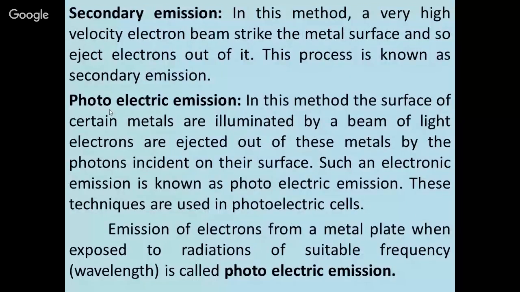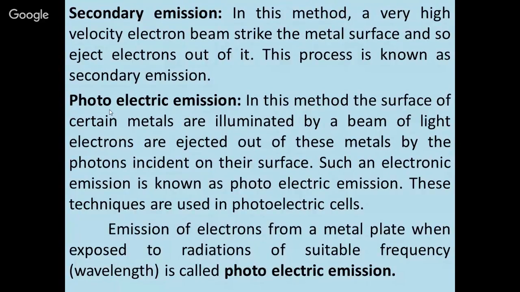Then the third one is secondary emission. In this method, a very high velocity electron beam is used. Here we have already liberated one electron. To that electron we give extra energy and make it hit the surface of the metal, such that more electrons are liberated. This process is known as secondary emission. So the electron which is liberated the first time is made to hit other atoms, such that more and more electrons can be liberated. That is called secondary emission.